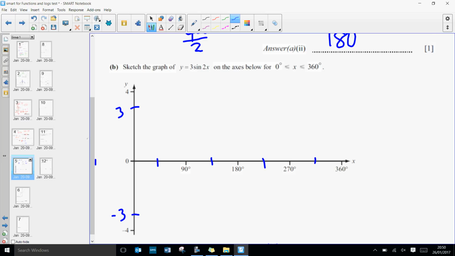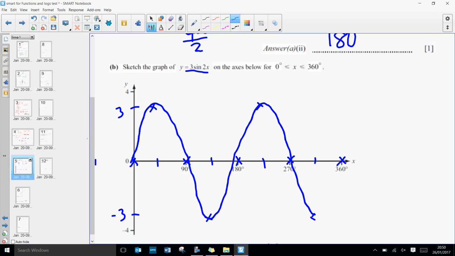Sine curve starts at 0, 0, would go up to 3, down, down, up, up, down, down, up. So that's what we're looking for. And the 2, as I said, affects the period. It now means that we've done 2 full cycles in 360 degrees.